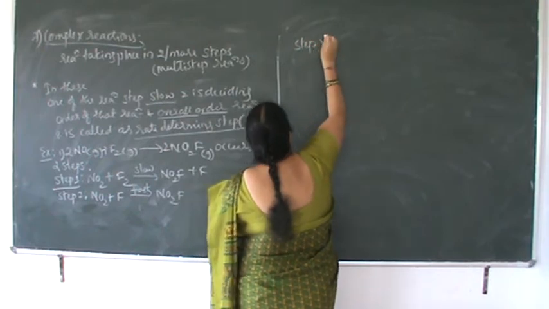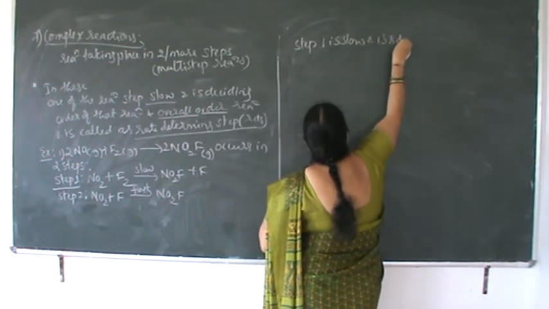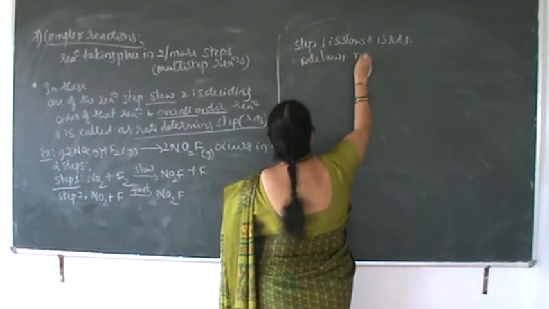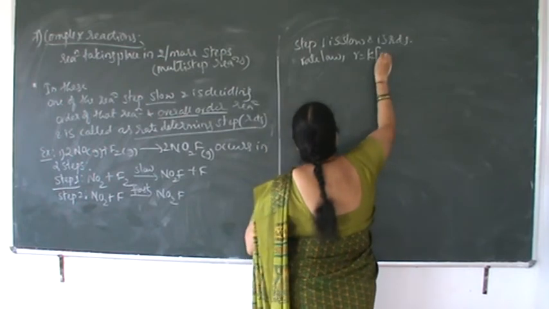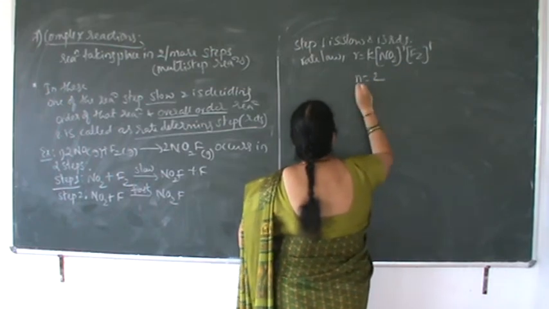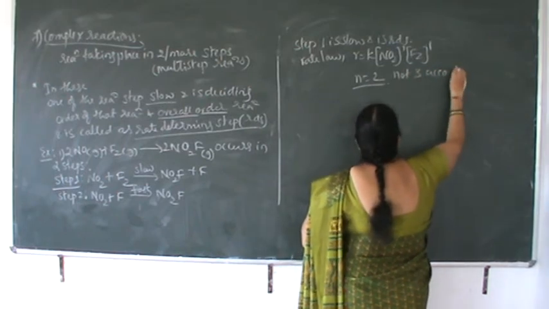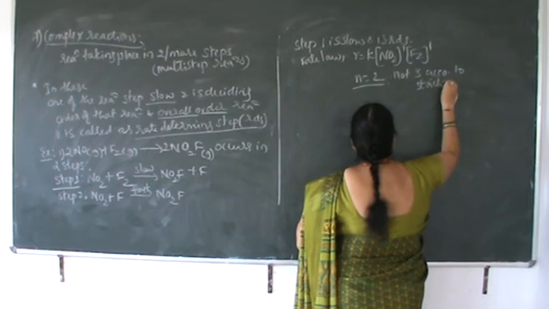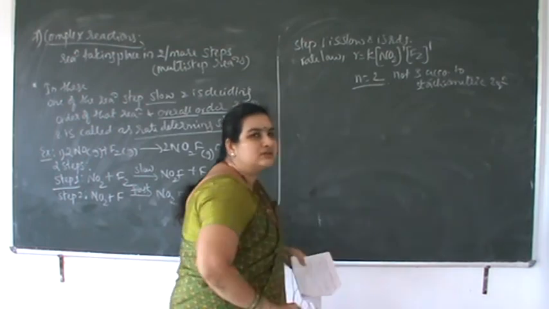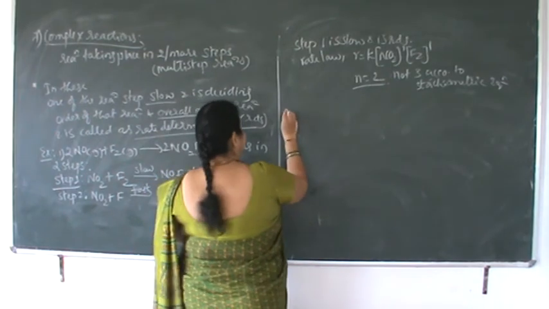Step 1 is slow and the rate law is rate equals K into NO raised to 1 into F2 raised to 1. Therefore, the overall order of the reaction is 2 and not 3 according to the stoichiometric equation. Okay, this is the conclusion. Don't go by the stoichiometric equation. You just follow the rules. Okay. Second example.